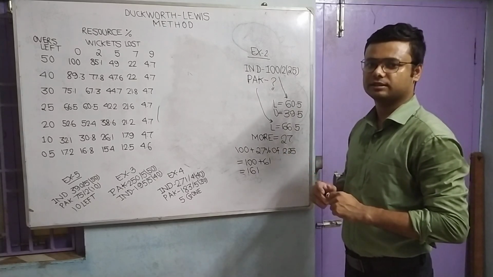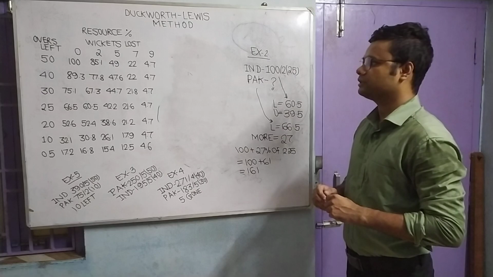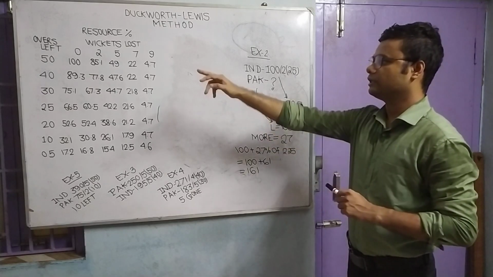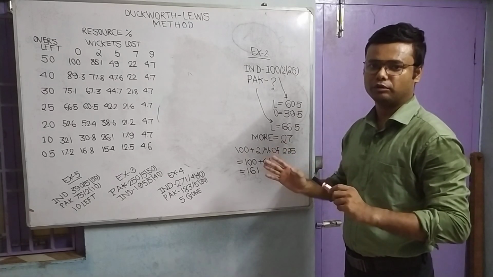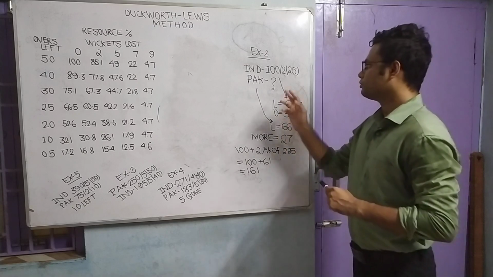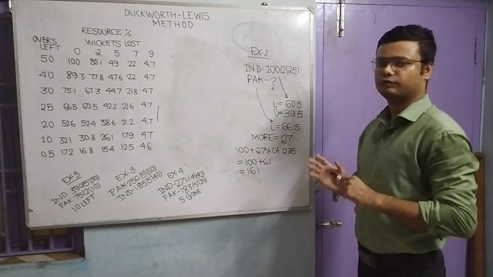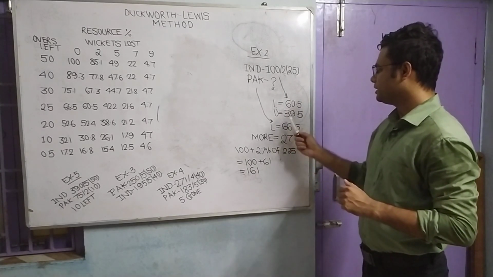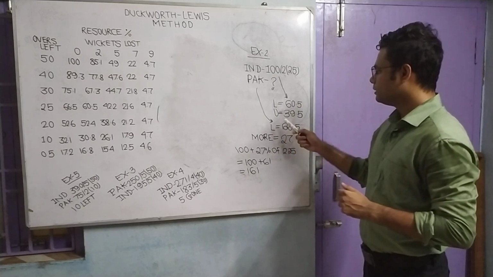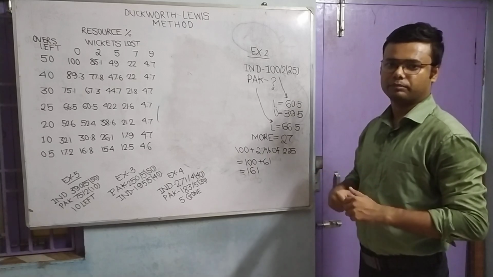Total resource is counted as 100 because in a 50-over game the maximum resource percentage is 100, and it was going to be a 50-over game, but due to rainfall it was curtailed to a 25-over game. So India left 60.5% resource and India used 39.5% resource.